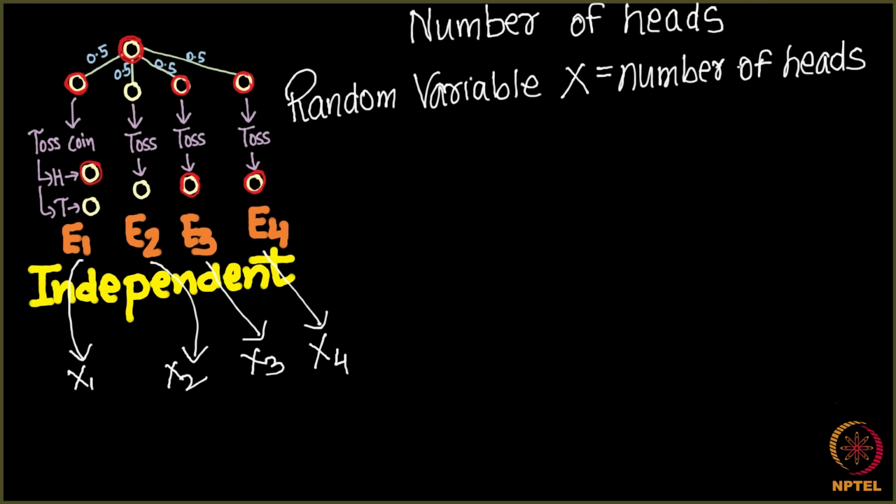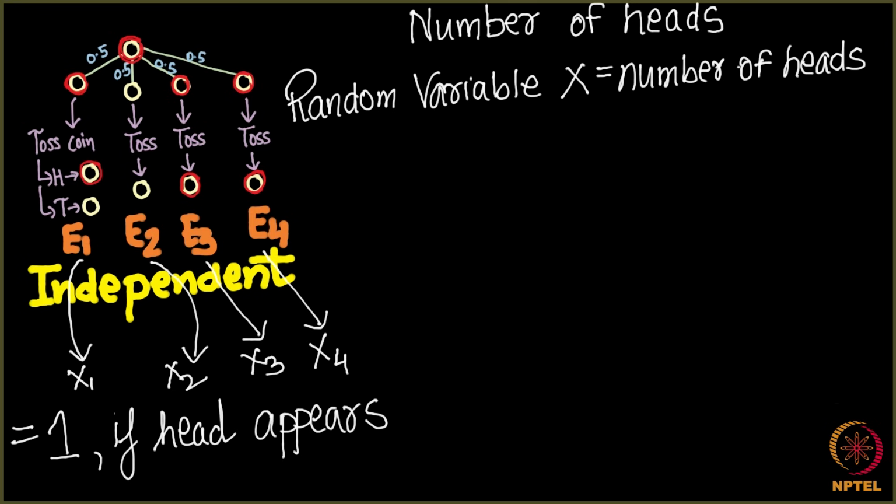What is happening in experiment 1? I'm either getting a head or I'm not getting a head. So I say that the value of x1 is 1 if I get a head and 0 if I do not get a head. So this is what I mean by an indicator random variable. It is 1 for success and 0 for failure. So I have x1 which is 1 if head appears, 0 if tail appears. Similarly, x2 is 1 if head appears, 0 if tail appears, and same for x3 and x4.